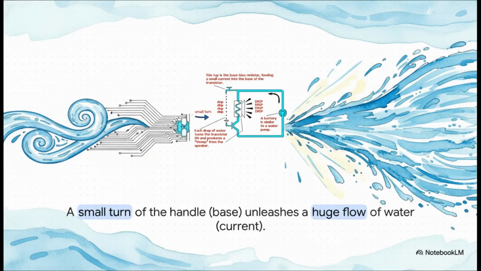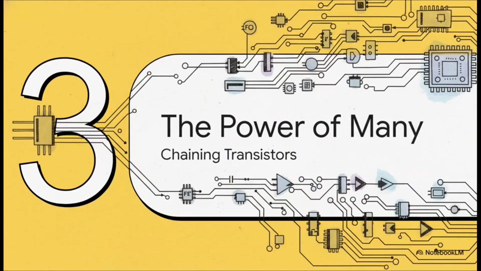Just think of a transistor like a water faucet, right? The tiny amount of effort it takes you to turn the handle, well, that unleashes this massive flow of water from the main pipe. A tiny little action controls a huge result. That right there is amplification in a nutshell. So a single transistor is pretty neat, but the real magic, the thing that changed the world, is what happens when you start linking them together. This is where things get, well, really powerful.